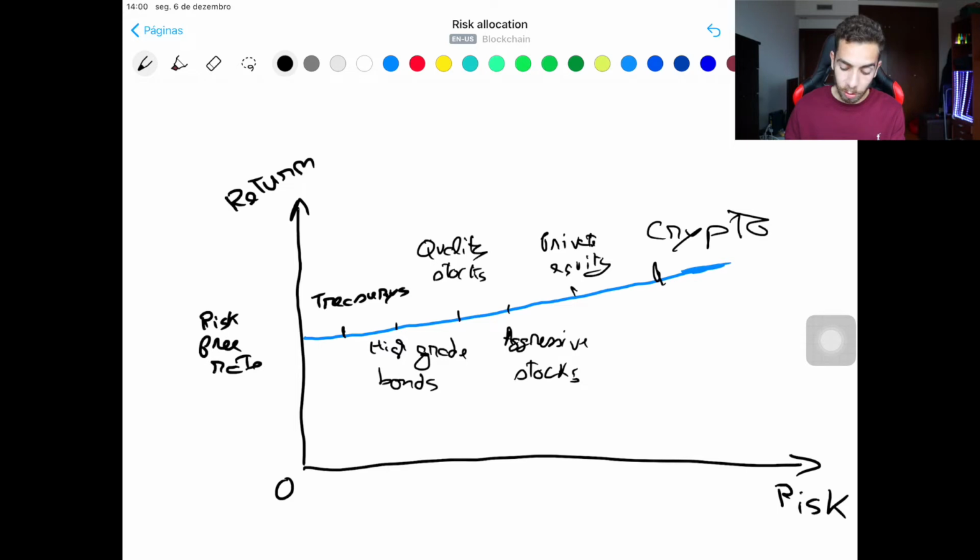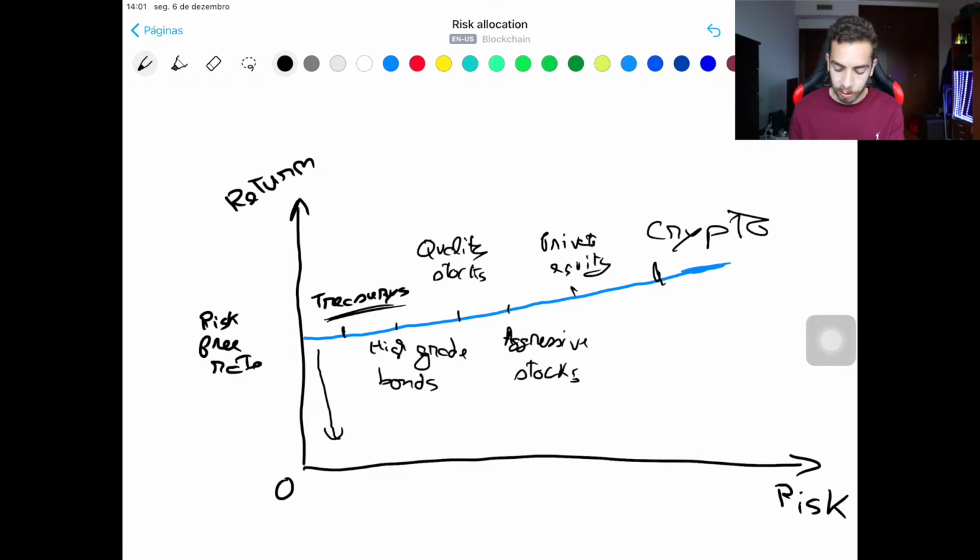But since 2008 and now with COVID, the pandemic, interest rates, which basically define how much you get for these treasuries here, are at all-time lows. Here in some European countries they are actually negative, but I'm not going to draw them here.